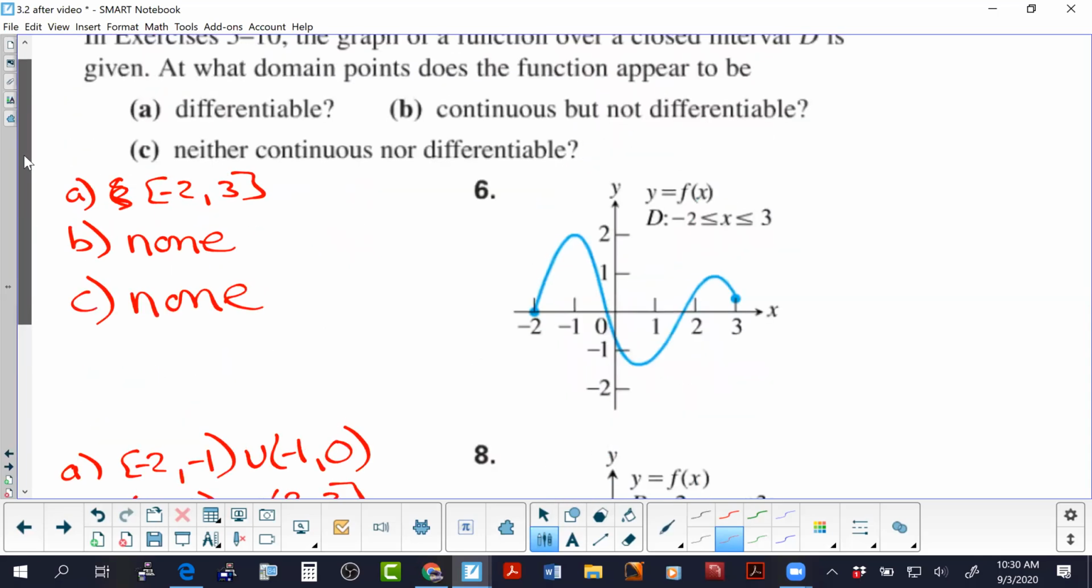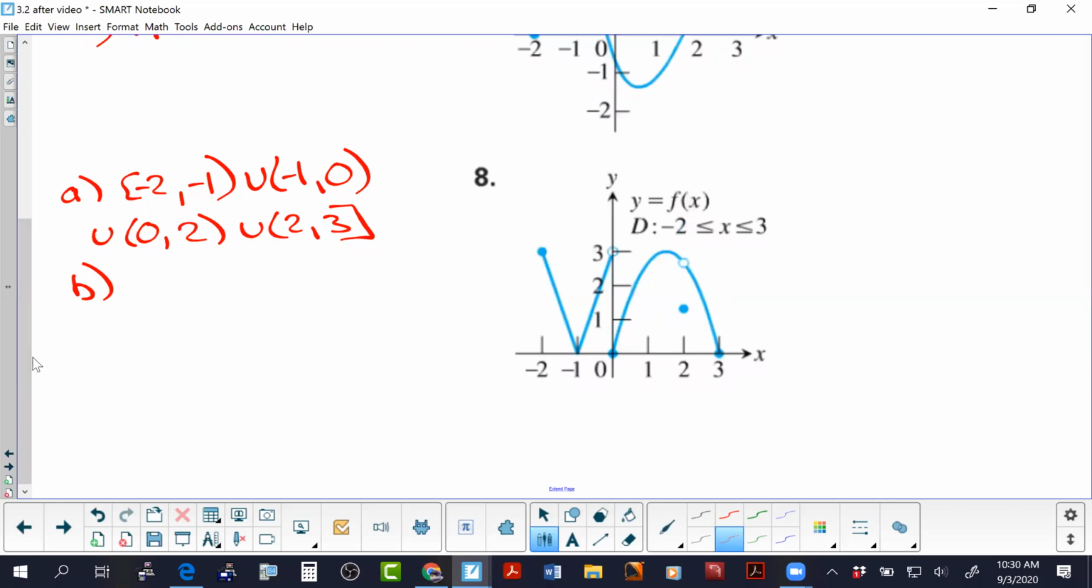B, continuous but not differentiable. There's only one spot right there. So at x equals -1. That's the only place where that's happening. Continuous but not differentiable is a cusp or a corner. C, neither continuous nor differentiable. There's your discontinuities. So at x equals 0 and x equals 2. It's not continuous. And if it's not continuous, it's automatically not differentiable there. Any questions on those problems?